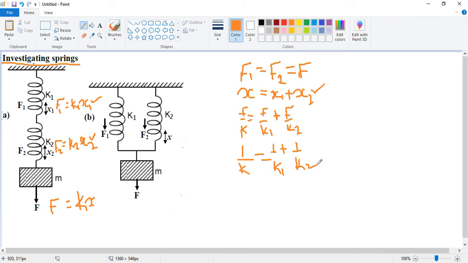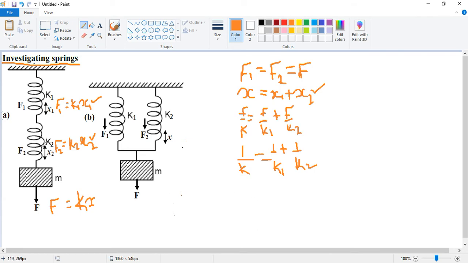What does this imply? It means that when springs are in series, they behave like resistors in parallel. We shall see that in electricity. Remember, those of you who have seen it in IGCSE or O level have seen that for resistors in parallel, the effective resistance is obtained from the reciprocals.